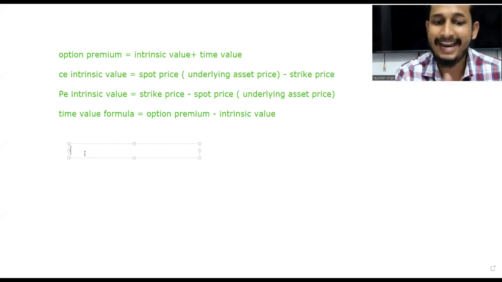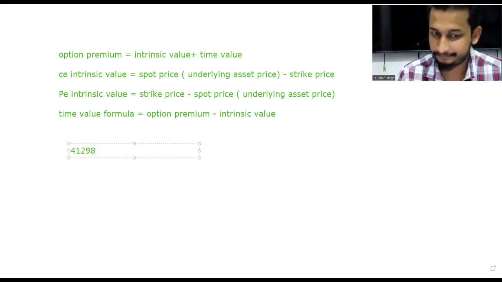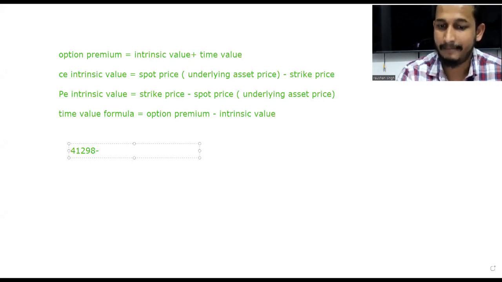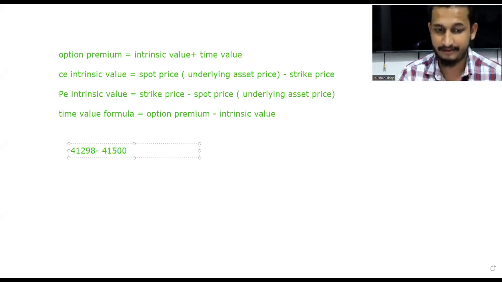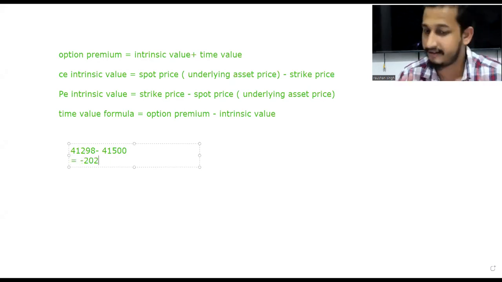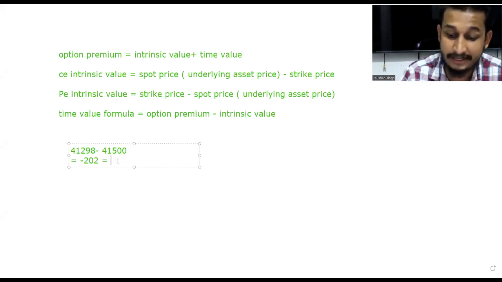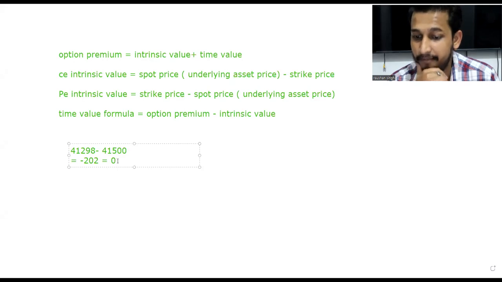4198, right? Intrinsic value: 41298 minus strike price 41,500, right? So at least even if you had done the calculation, you would have got minus 202, which is a negative answer. What I got is a positive answer, which is not even relatable. Okay, some people said negative. When nothing goes in negative, which means it will be zero. Now you understood.